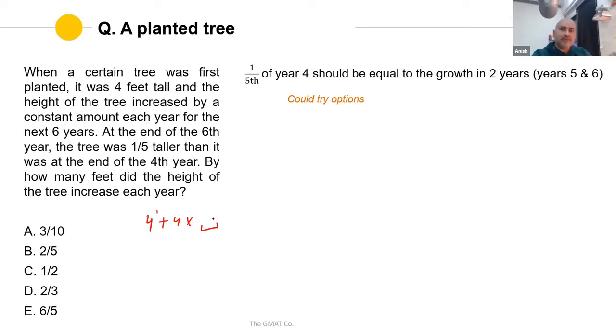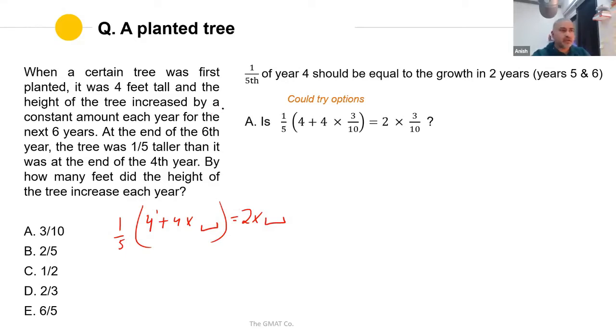And then 1/5 of this would be equal to how much? The growth in the last 2 years. How much was the growth in the last 2 years? 2 times the same answer choice. So whichever option shows that the LHS is equal to the RHS would be the right answer. So that's one way. Let's get into it.